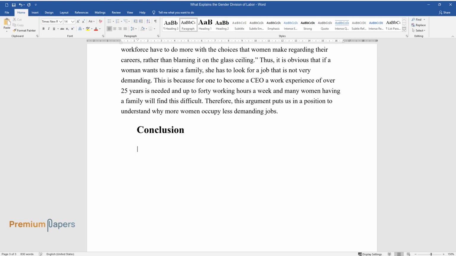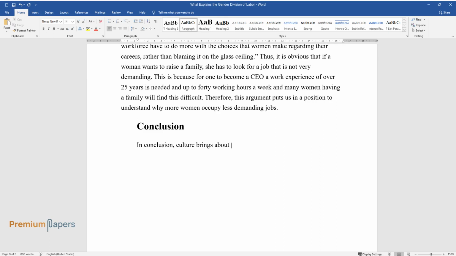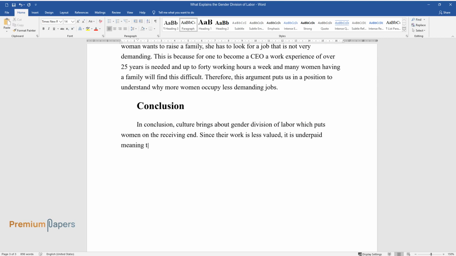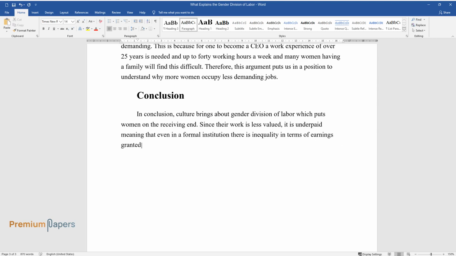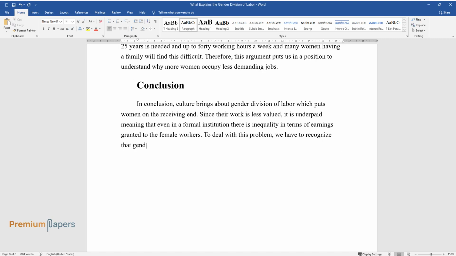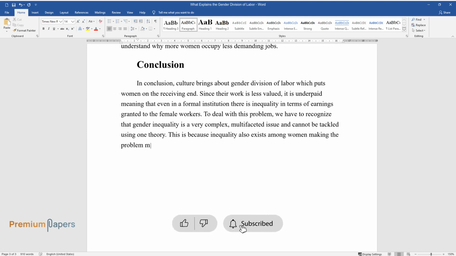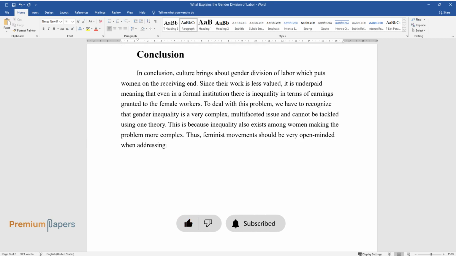Conclusion. In conclusion, culture brings about gender division of labor which puts women on the receiving end. Since their work is less valued, it is underpaid, meaning that even in a formal institution there is inequality in terms of earnings granted to the female workers. To deal with this problem, we have to recognize that gender inequality is a very complex, multifaceted issue and cannot be tackled using one theory. This is because inequality also exists among women, making the problem more complex. Thus, feminist movements should be very open-minded when addressing women's issues.